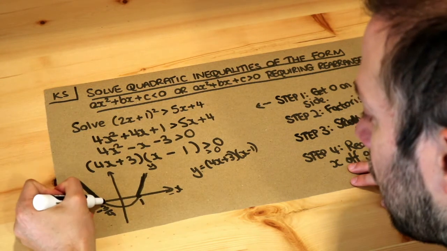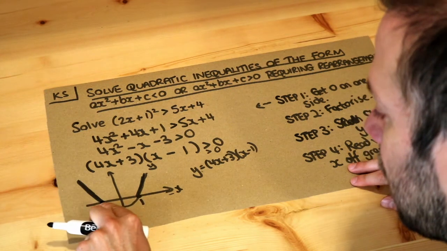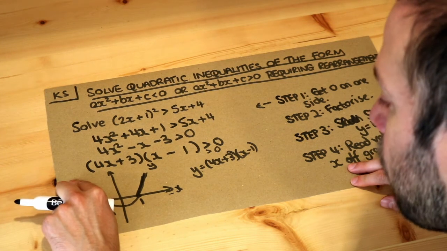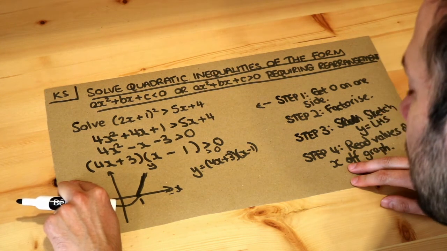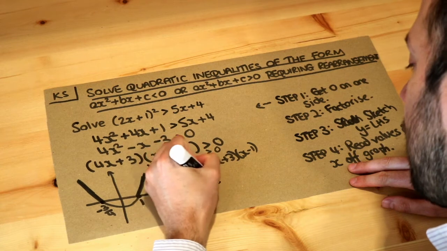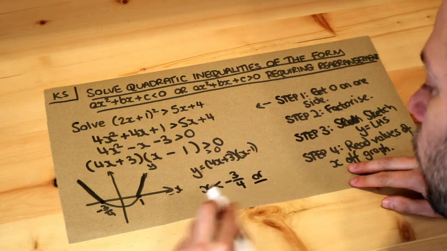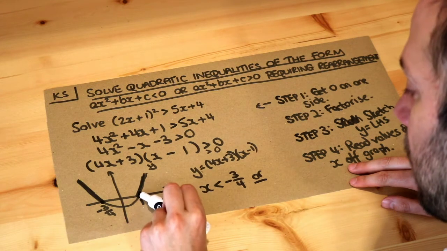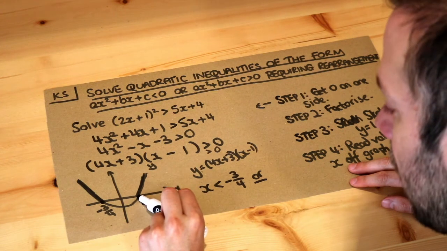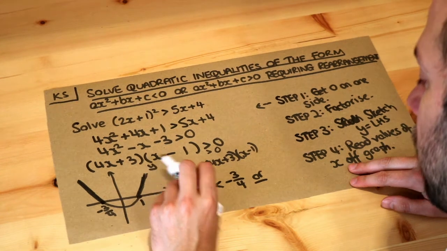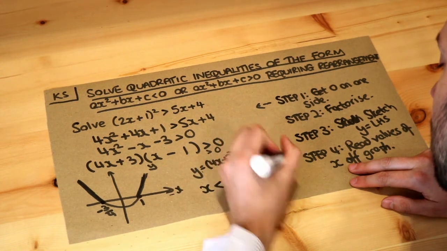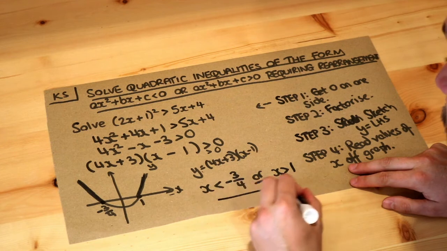Well, here, if the x value is minus 3/4 here, then the x value is going to be below minus 3/4, just left of it. So we're going to say that x is less than minus 3/4, or, so I use the word or, we're in this region here. So we're on this part of the line, well, the x value is 1 here, so x will be greater than 1, right of it. So we do x is greater than 1. And that's the final solution.